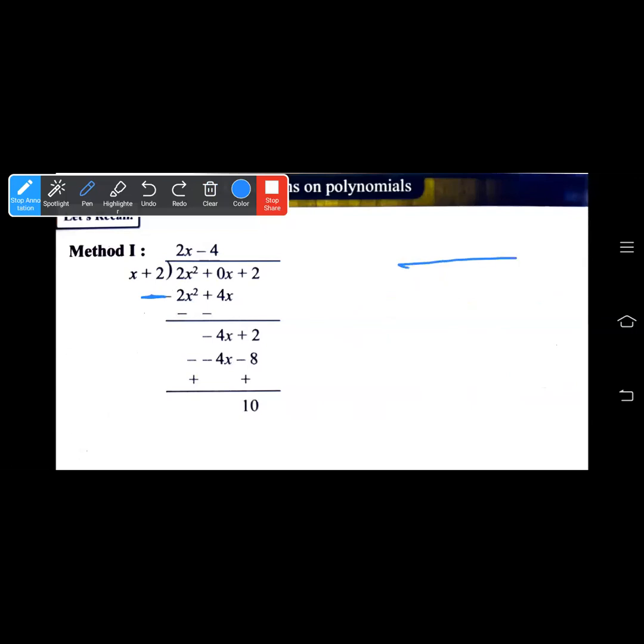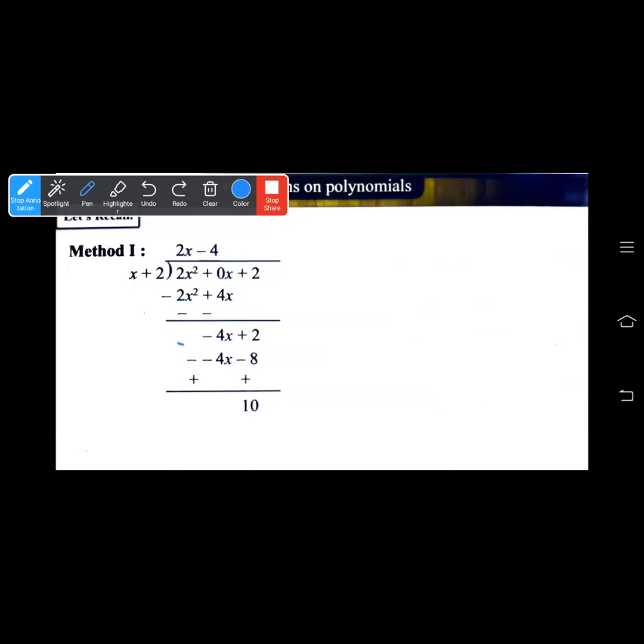Let me tell you again: like when we divide 24 by 3, 3 8s are 24. So we are doing subtraction now over here, the same way. When you are doing subtraction of polynomials, the signs get changed. 2x square will get reduced. 0x minus 4x will become minus 4x. So you get minus 4x over here. Then write plus 2 next to minus 4x.